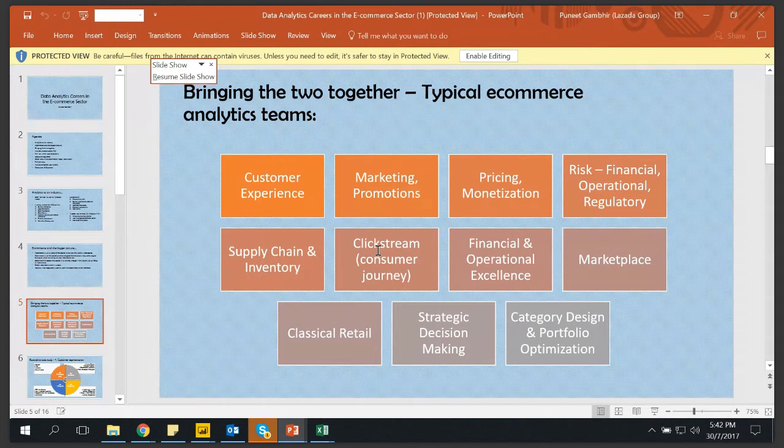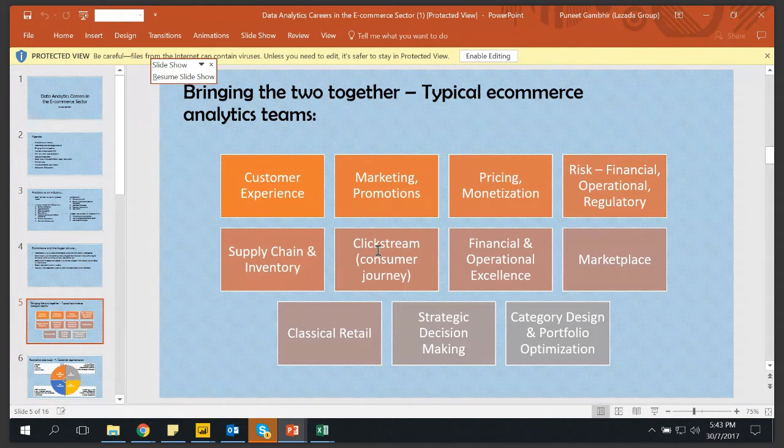Financial operational teams, they exist in every company. Marketplace, most of the e-commerce companies have a marketplace structure as well. So a lot of seller related analytics, classical retail problems, what to sell, when to sell, how to sell, strategic decisions. Again, strategy is also something which uses analytics heavily these days. So these are just some of the teams that you would find in an e-commerce company.